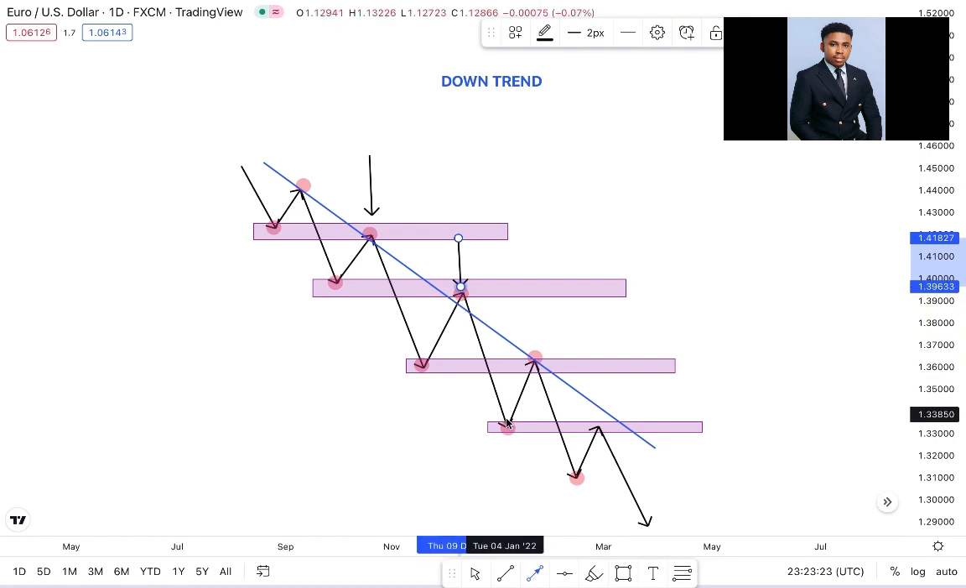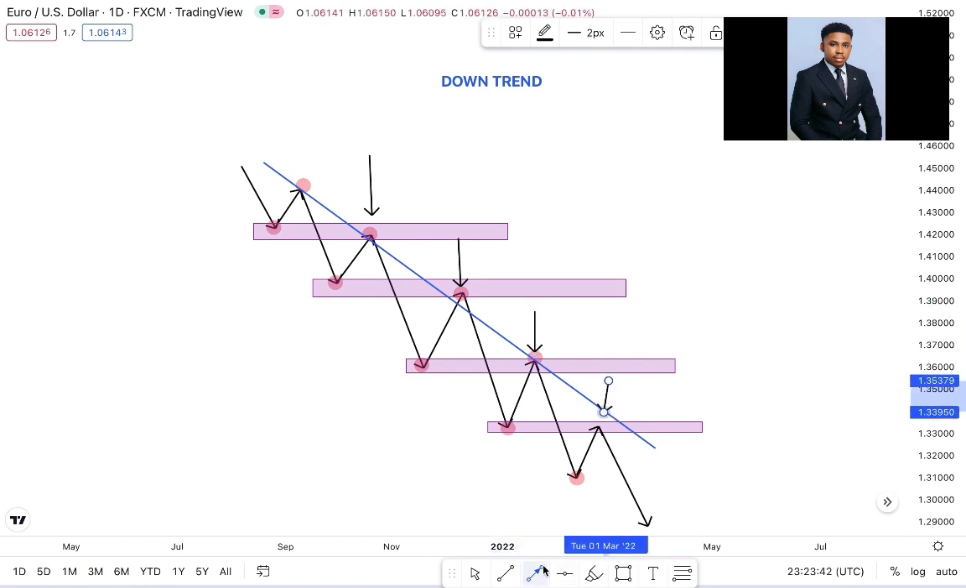The same scenario happens again as it breaks this low and comes back to that level, which was previously support. It now uses it as resistance and also taps into our trend line. So what do we expect? We expect the price to sell from there, and we can take sell entries. Same thing happened here, and you can see price sold from that point.